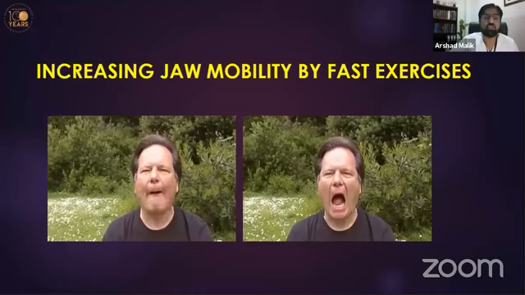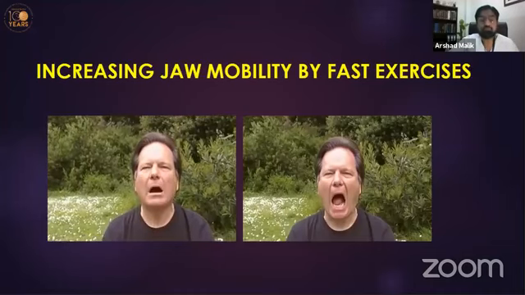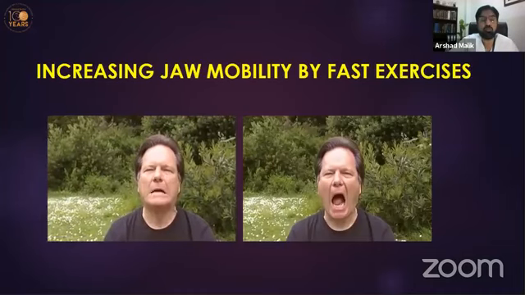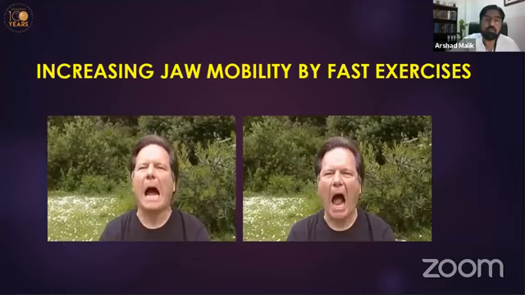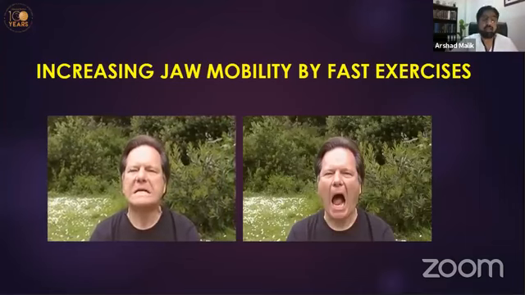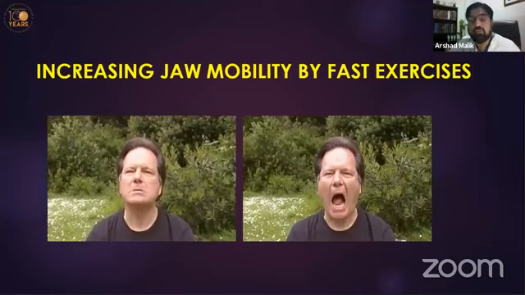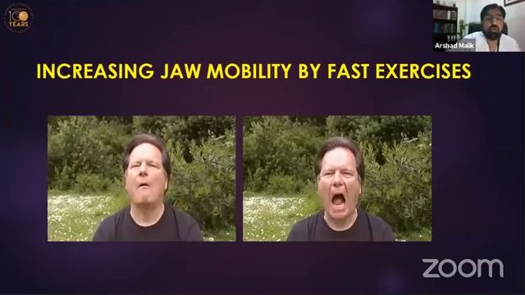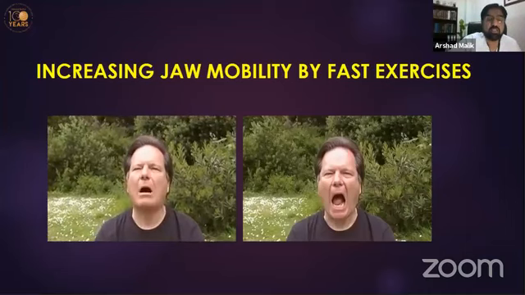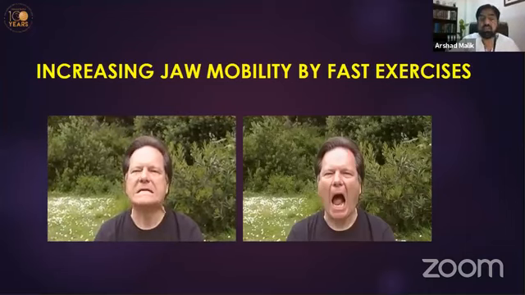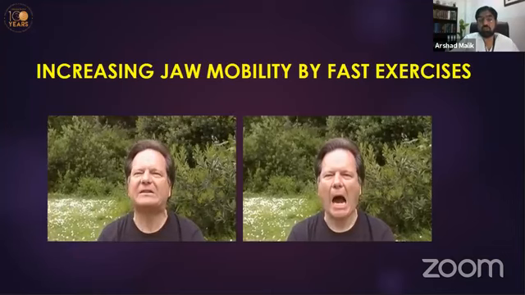Another exercise which is fast is the forward backward movement, forward backward movement of the jaw in an aggressive way, and that is also giving support to the masseter muscle as well as the anterior fiber of the temporalis muscle.